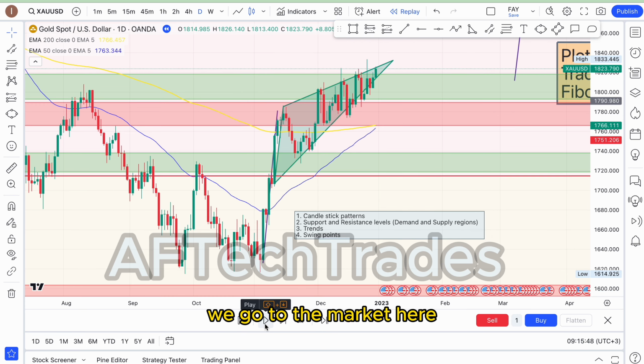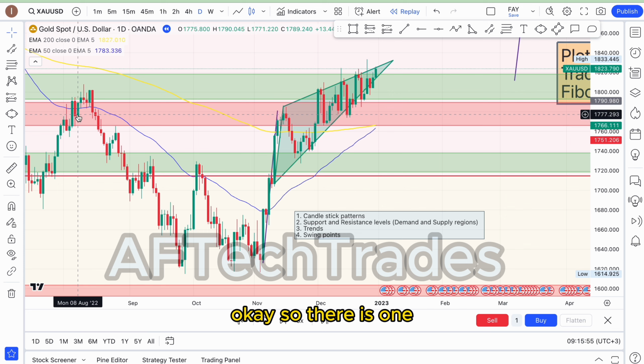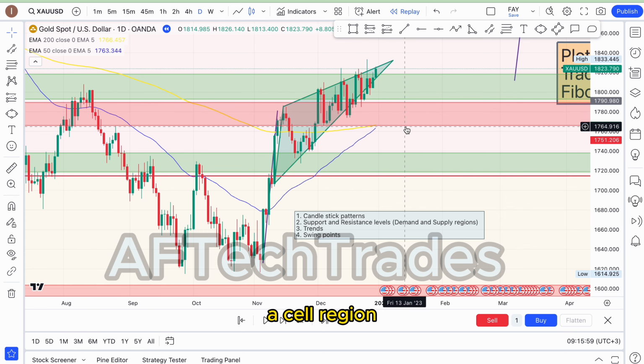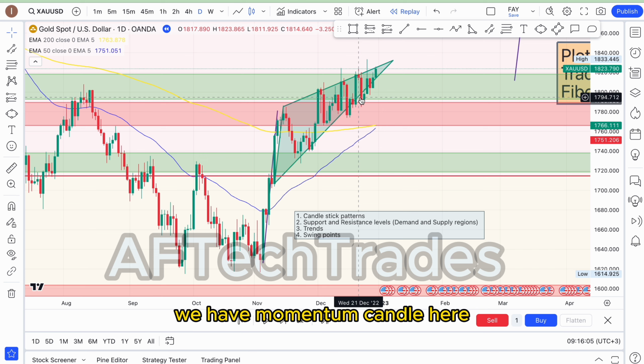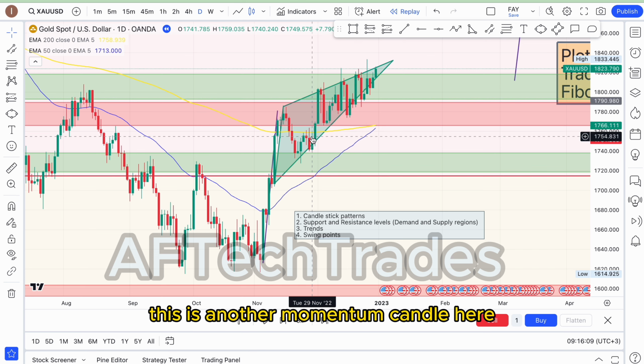Let's assume we go to the market here. We got to the market here. We have marked regions in the past that were here. Okay, so there is one here. We can mark this as another region, a sell region. We have a region here. We have a momentum candle here, and this will change. This is another momentum candle here.